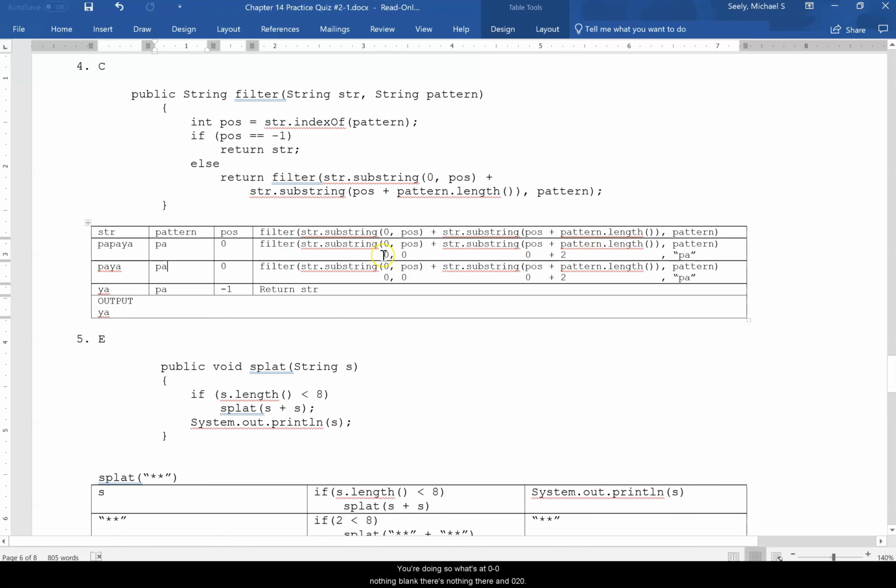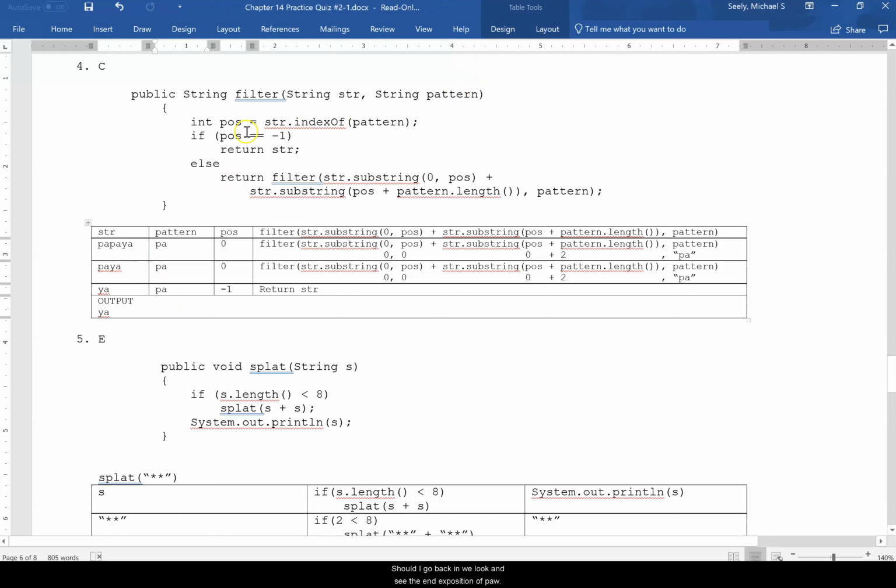So what's at 0, 0? Nothing. It's blank. There's nothing there. And 0 to 0 plus 2 is 2. So starting at 2, so 0, 0, 1, and 2. Starting at position 2, we got paya. So this whole thing right here is paya, and then comma pa. So the string is paya, and the pattern's pa.